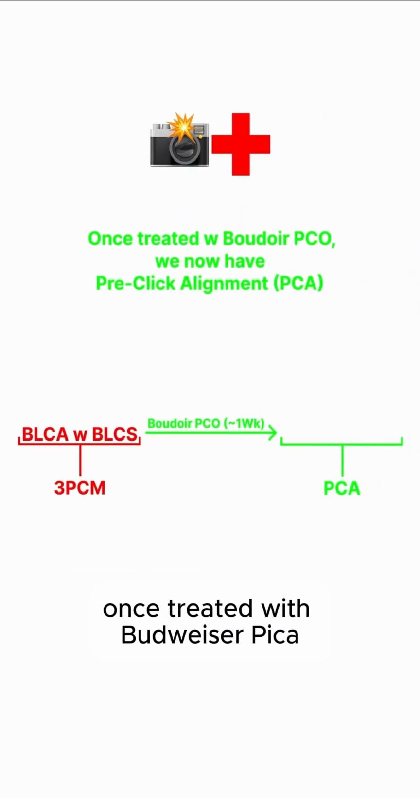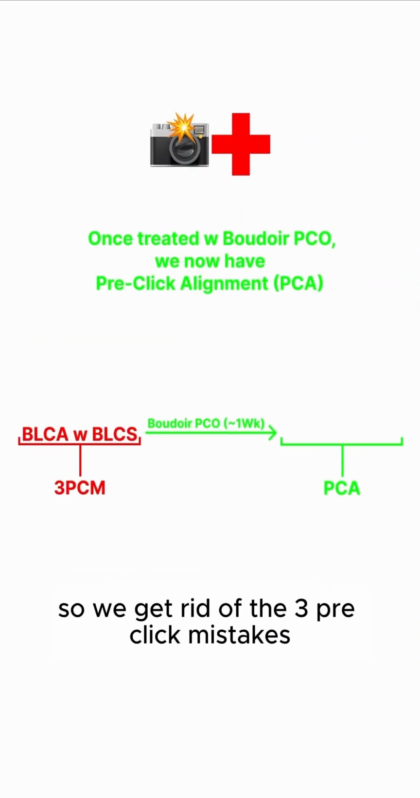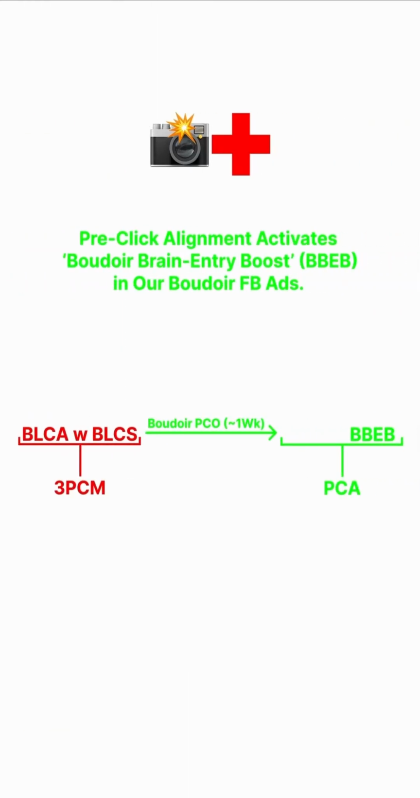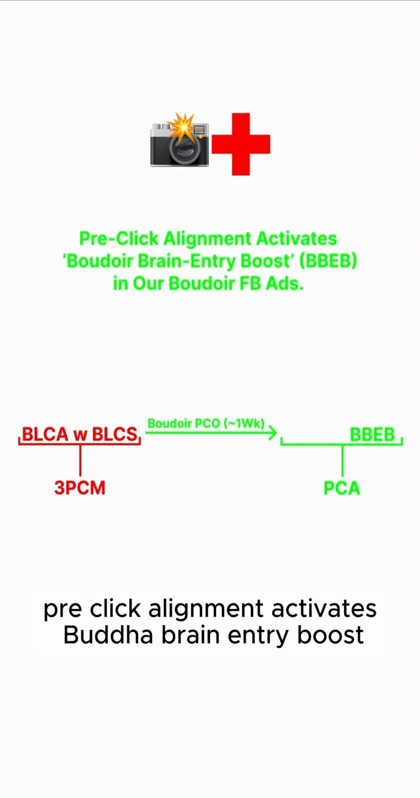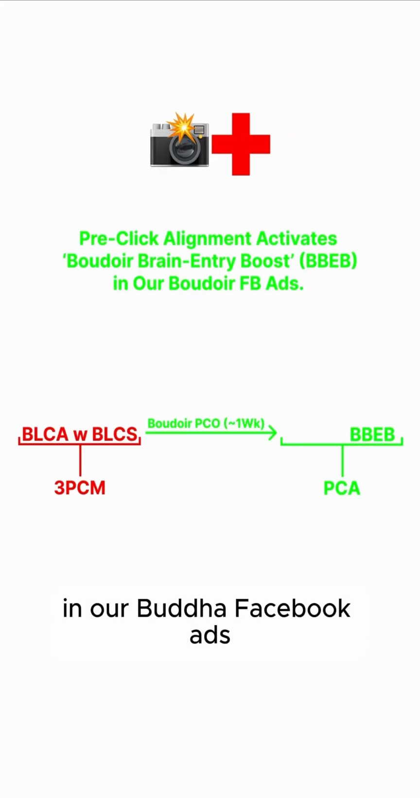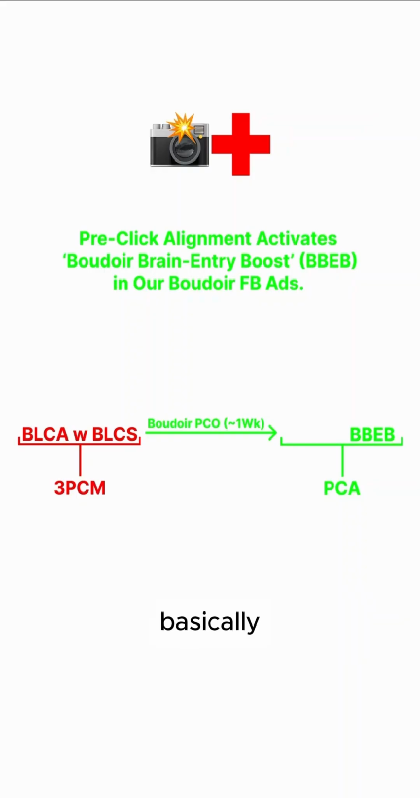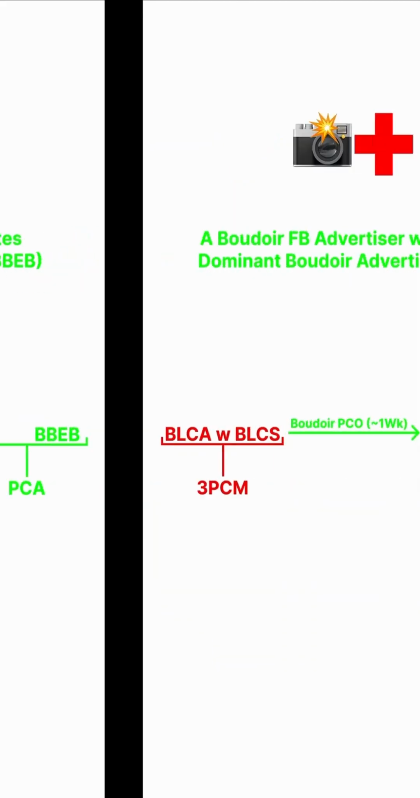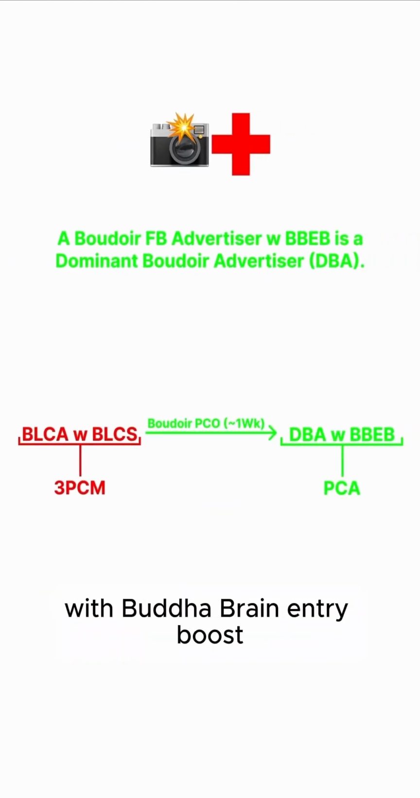Now, once treated with Boudoir Pico, we have pre-click alignment. So we get rid of the 3 pre-click mistakes. We achieve pre-click alignment. Pre-click alignment activates Boudoir brain entry boost in our Boudoir Facebook ads. Basically, we finally got our unique CTR all above 6%. And a Boudoir Facebook advertiser with Boudoir brain entry boost is a dominant Boudoir advertiser, a DBA. So, this is our universe.